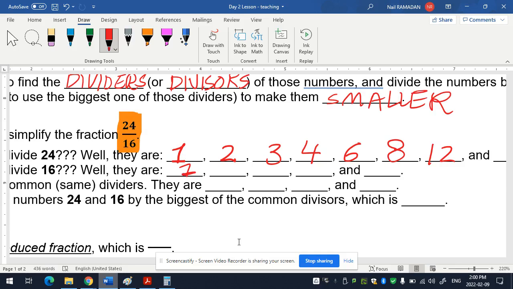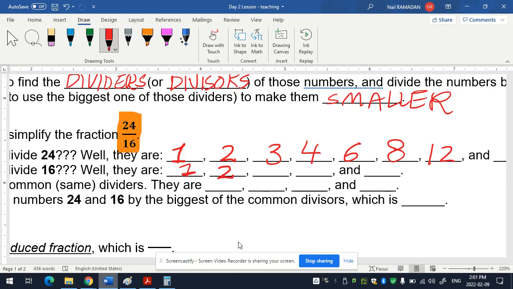1. Do you think 2 works? Do you think 16 divides by 2? Of course, because 16 is what kind of number? An even number. It ends with a 6. Remember, what are even numbers? These are the numbers ending in 0, 2, 4, 6, or 8. Well, 16 checks out because it ends in 6. So 2 works.